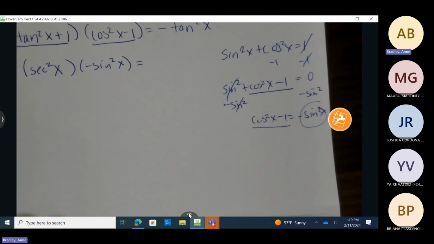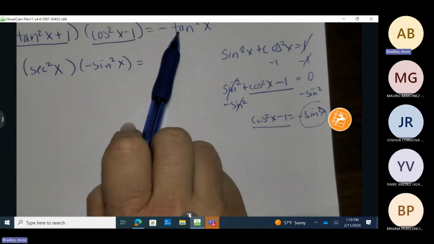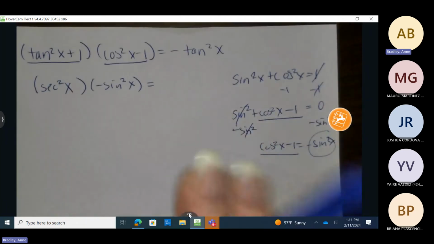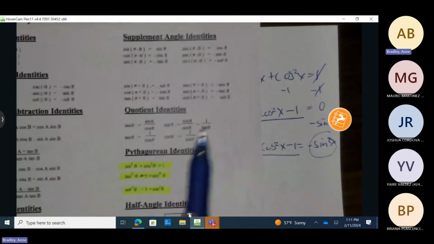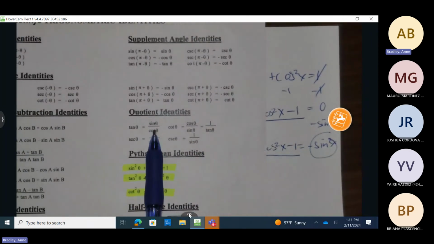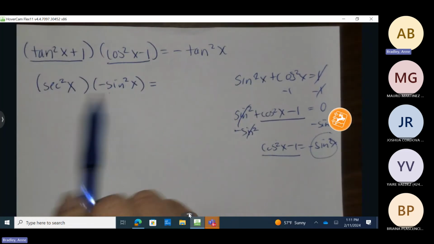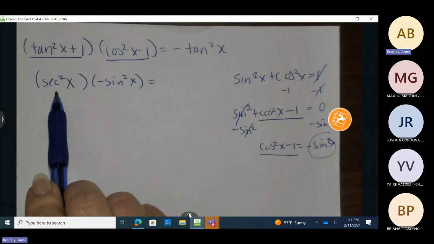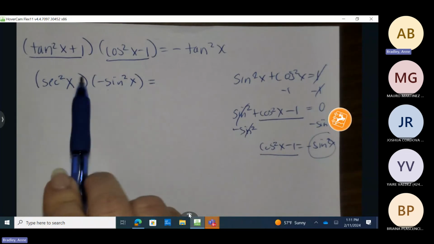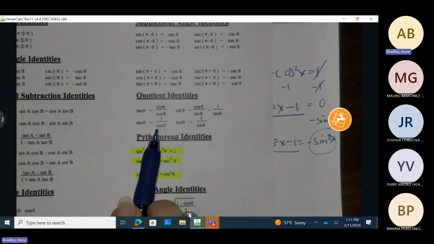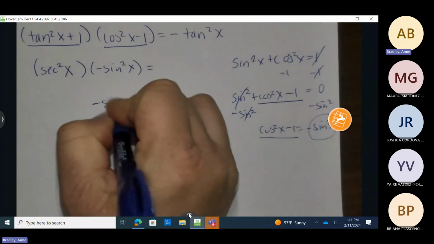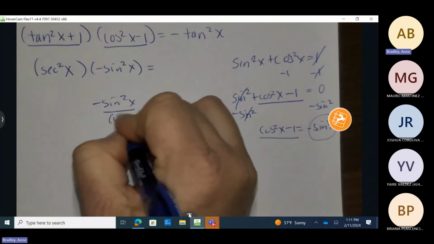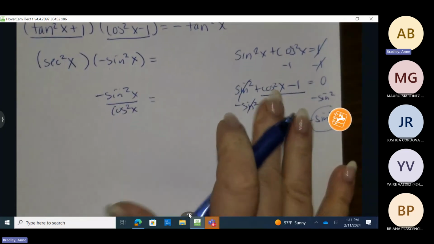Okay, so at this point, I'm recognizing that I know tangent is the same as sine over cosine. So I already have a sine, and I know that secant is the same as the reciprocal, 1 over cosine. That means if I take secant and move it down below, right now it's up top with the sine, then I have to change it into its reciprocal. So I'm able to rewrite this as negative sine squared x, I move it to the bottom, over cosine squared.